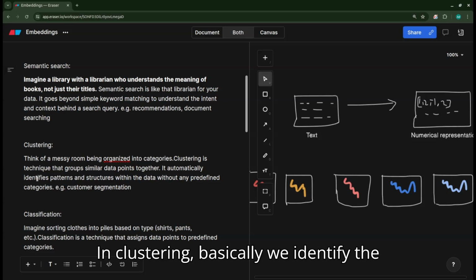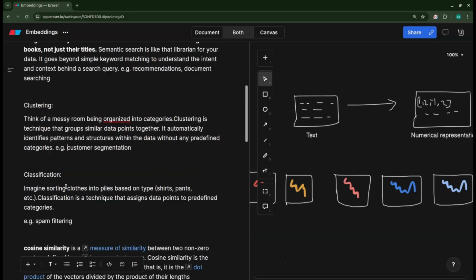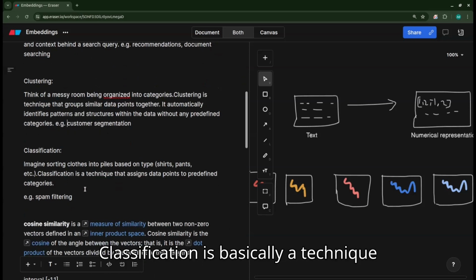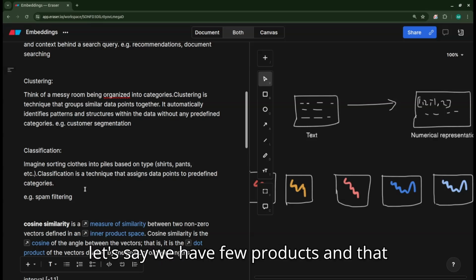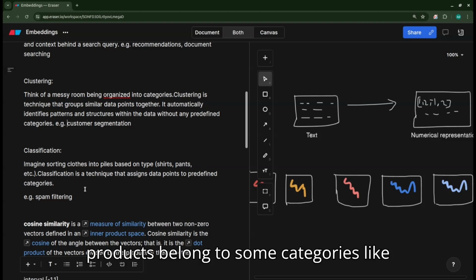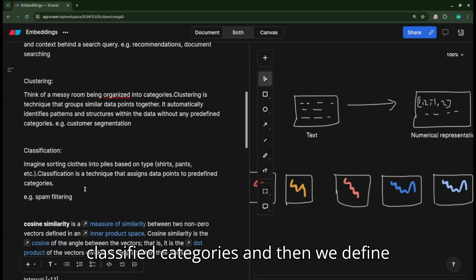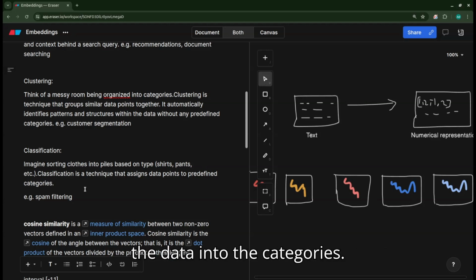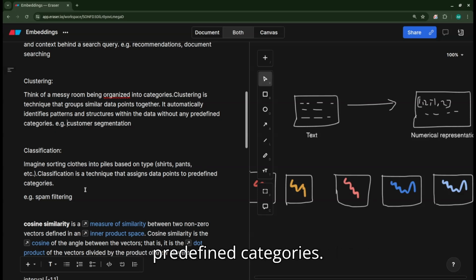In clustering, we identify the patterns and the structure within the data without any predefined categories. An example is customer segmentation. Then we go to classification. Classification is a technique that assigns data points to predefined categories. Let's say we have a few products and those products belong to some categories, like clothing and electronics. So we have classified categories, and then we assign the data to those categories. In clustering we don't have predefined categories; in classification we have predefined categories.